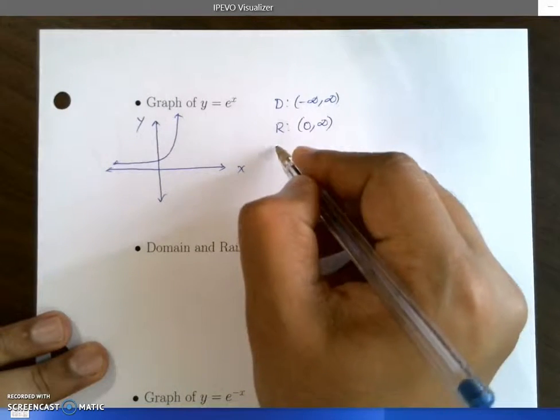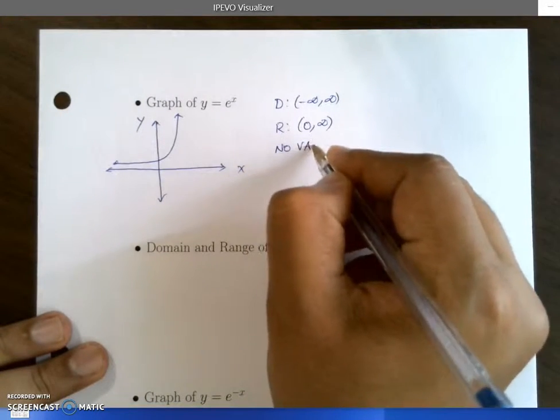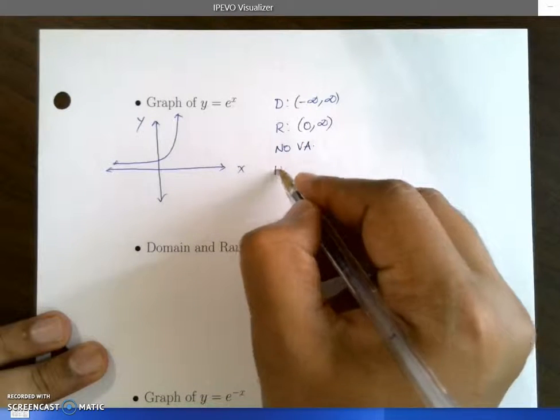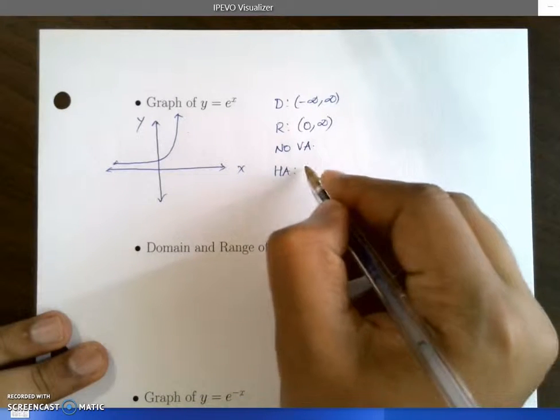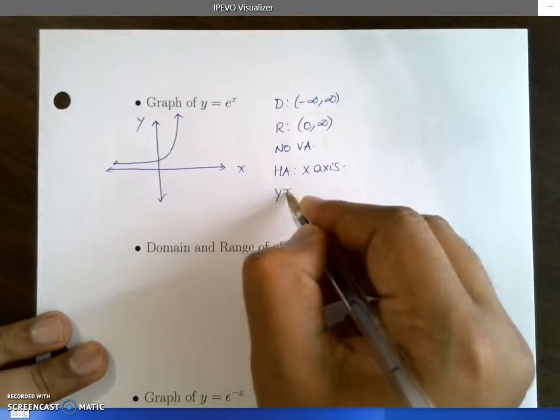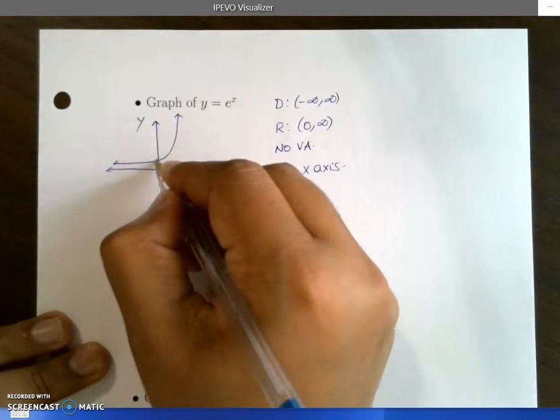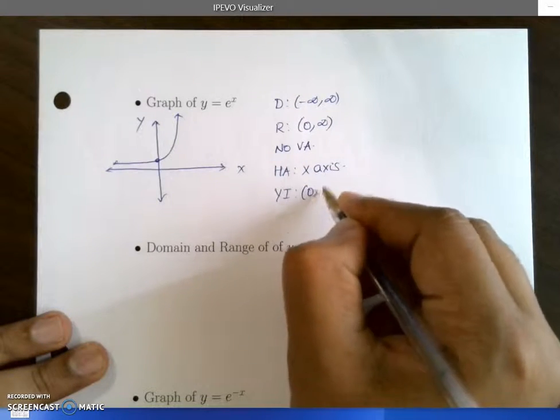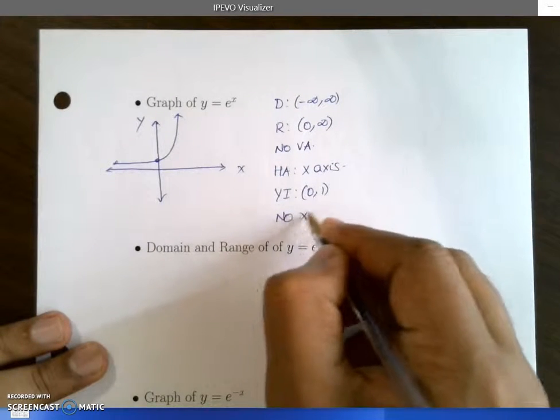There is no vertical asymptote, and the horizontal asymptote is really the x-axis. The y-intercept is really (0, 1). This is the y-intercept, (0, 1), and there is no x-intercept here.